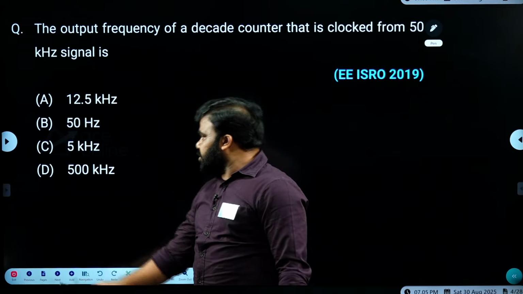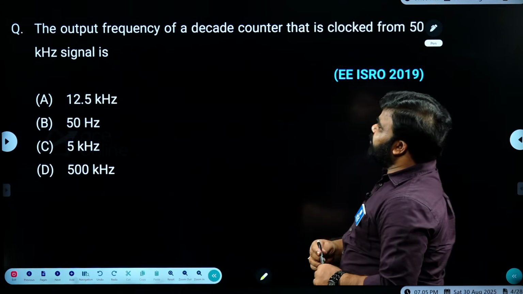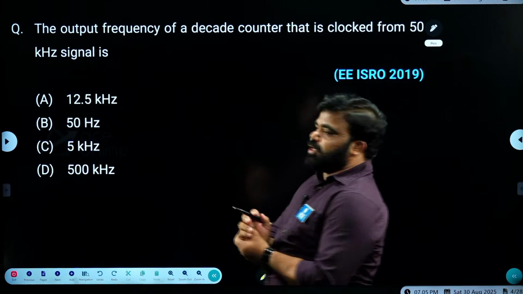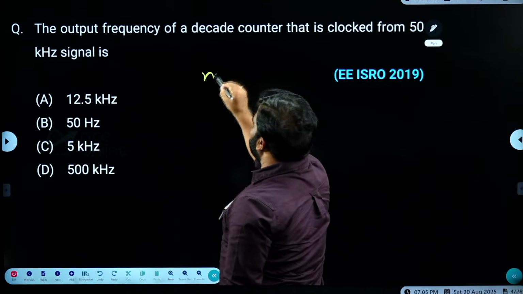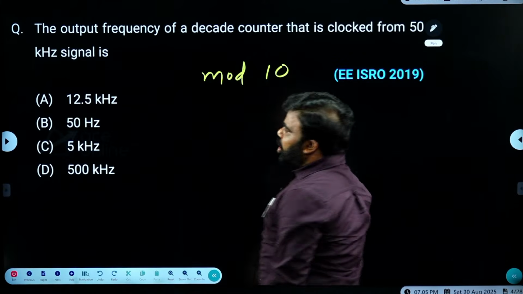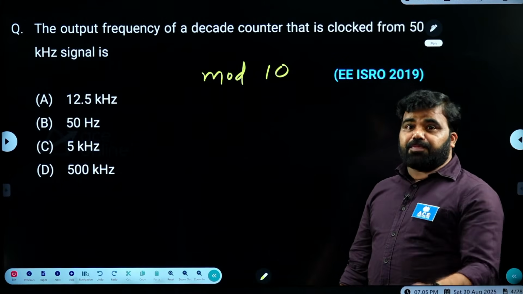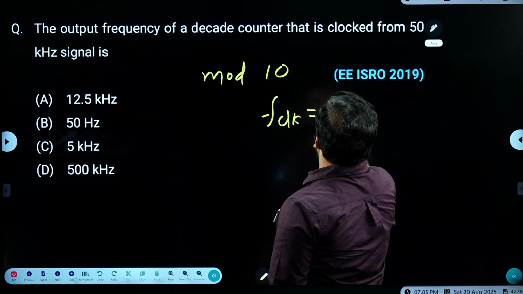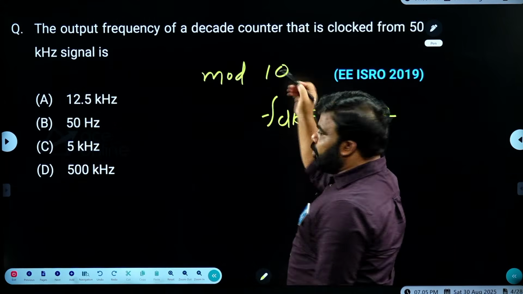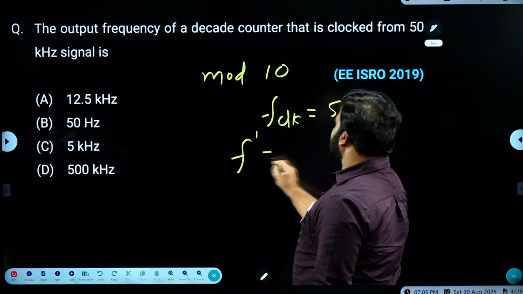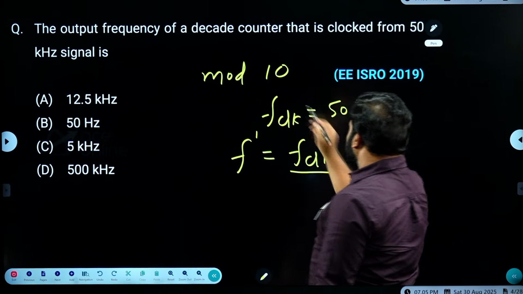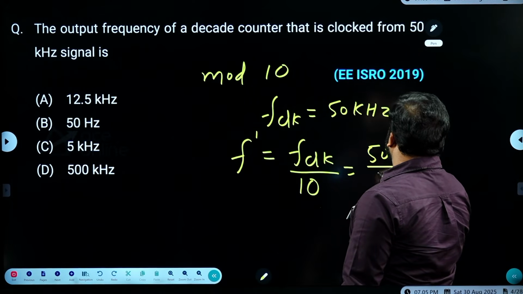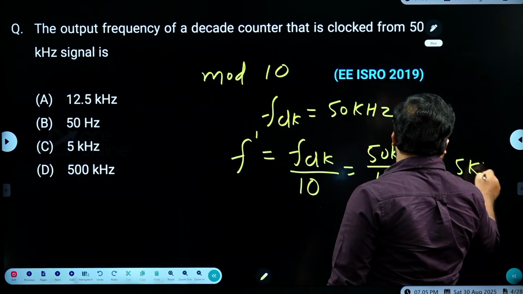Let us see next question. The output frequency of decade counter that is clocked from 50 kilohertz signal is. A decade counter is nothing but mod 10 counter. When it is mod 10 counter, frequency is obviously divided by modulus of the counter. So, frequency of clock given is 50 kilohertz. When you say it is mod 10 counter, F dash is going to be FCLK divided by modulus of the counter. Then 50 kilohertz divided by 10 is going to be 5 kilohertz.